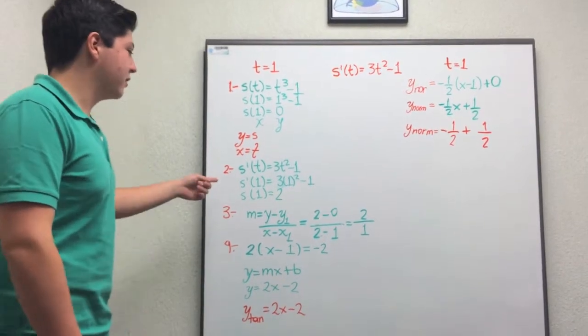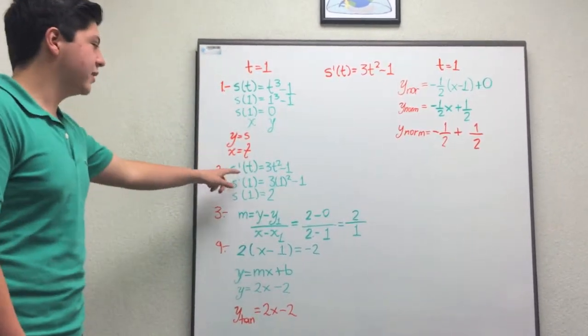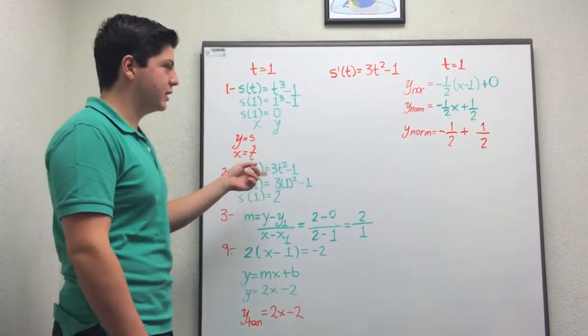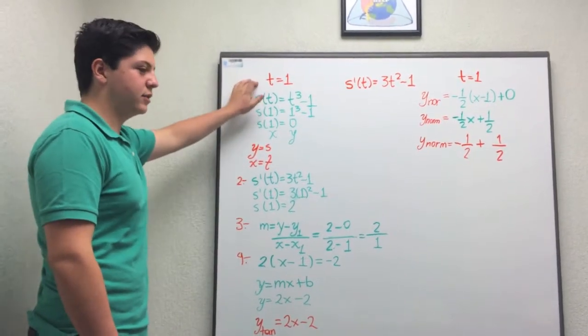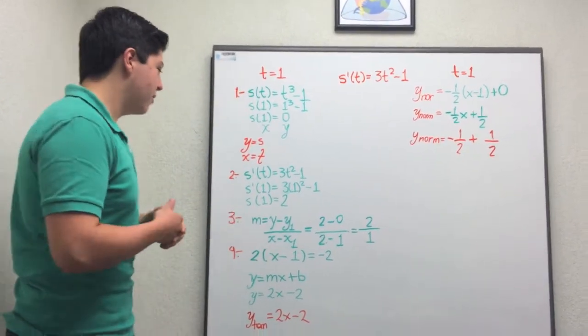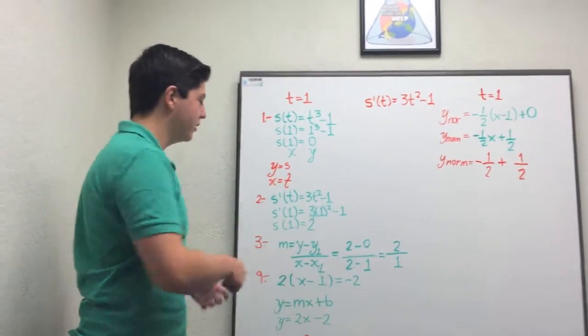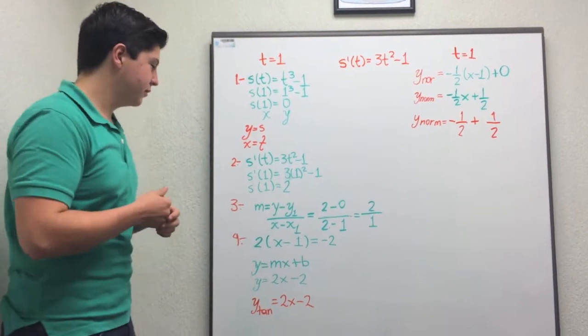Then in the second step we use the derivative formula, that is s prime of t is equal to 3 times t squared minus 1, and then we substitute t equal to 1, and it's s prime of 1 is equal to 3 times 1 squared minus 1. We solve that, and the result is 2.